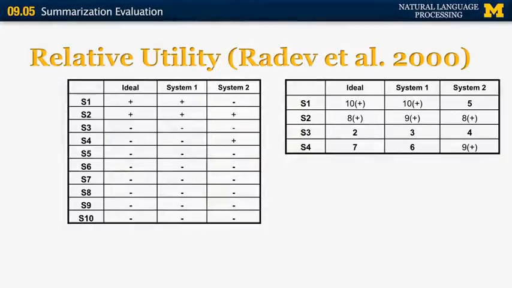So let's look at a more specific example. If we ask the judges to give us not just a plus or minus, yes or no decision about each sentence, but rather to give us a utility score for each sentence, how important it is for the summary, let's see how this changes the picture. So now on the right-hand side, in the left column, we have the ideal summary that consists of the same 2 sentences, S1 and S2, but the judge has explicitly said that the utility of sentence 1 is 10, the utility of sentence 2 is 8. And they have also given utility scores for sentences 3 and 4.